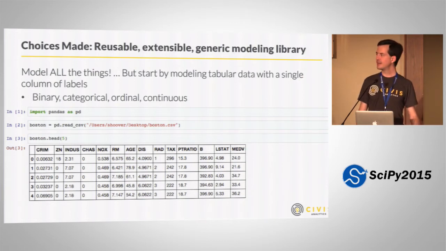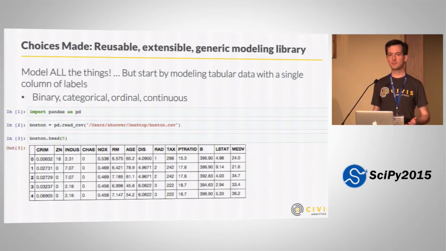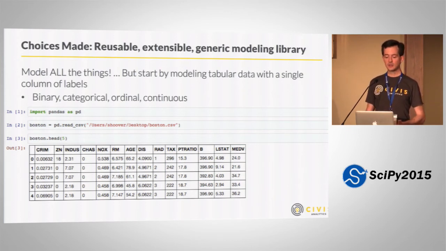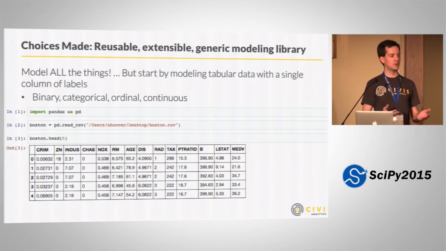There's no way that you can actually model everything possible in the world. So you have to start by making some assumptions about the kinds of data that you're going to look at. And the CIVIS modeling library right now is working on dense tabular data with a single outcome column. Now that outcome column, it might be binary, it might be categorical, it might be ordinal, it might be continuous, but it exists, there's only one of them, and each row has sets of features. There's an example there of a data set that shows the sort of data that I'm talking about.